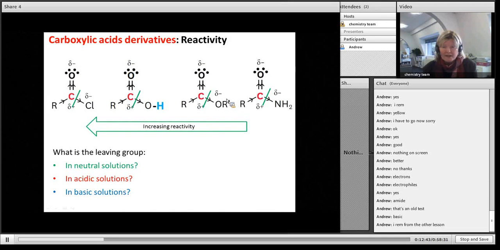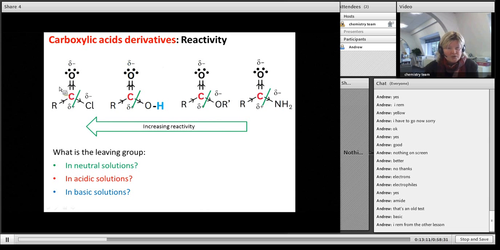so of course it'll also be a really good nucleophile and go straight back on again. And then of course you've got the NH2. If it comes off with the electrons, it's NH2 minus, and that's an even stronger base, so it'll act as an even stronger nucleophile. Because this NH2 doesn't come off very easily, being so strong, an amide is not as reactive as an acyl chloride.